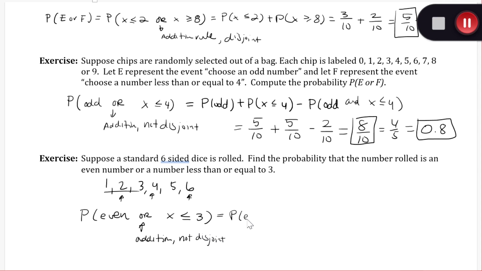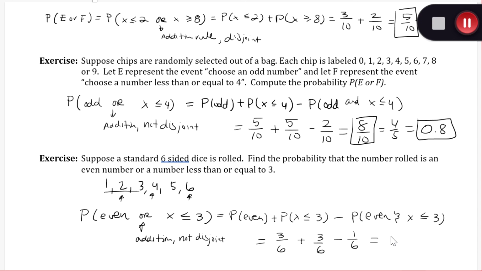So the probability of even plus the probability of x less than or equal to 3 minus the probability of even and less than or equal to 3. The numbers that are even, there were 3 out of 6. The numbers that are less than or equal to 3, there's 1, 2, 3 out of 6. And the number that is even and simultaneously less than or equal to 3, there is 1 of those. So we have that as 5/6, which is 0.8333.